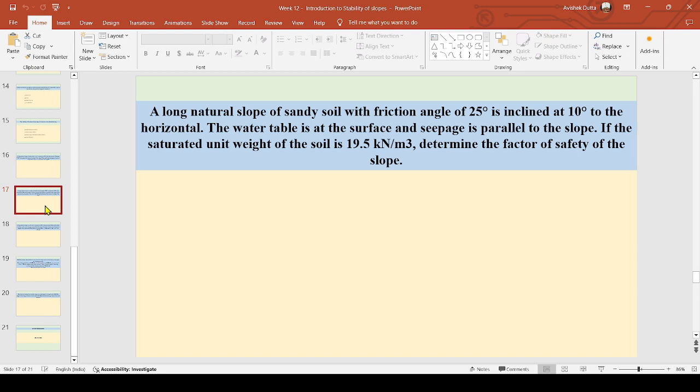A long natural slope of sandy soil with friction angle of 25 degree is inclined at 10 degree to the horizontal. The water table is at the surface and seepage is parallel to the slope. If the saturated unit weight of the soil is 19.5 kilonewton per meter cube, determine the factor of safety of the slope. The only difference from the last question is that there is seepage occurring parallel to the slope.